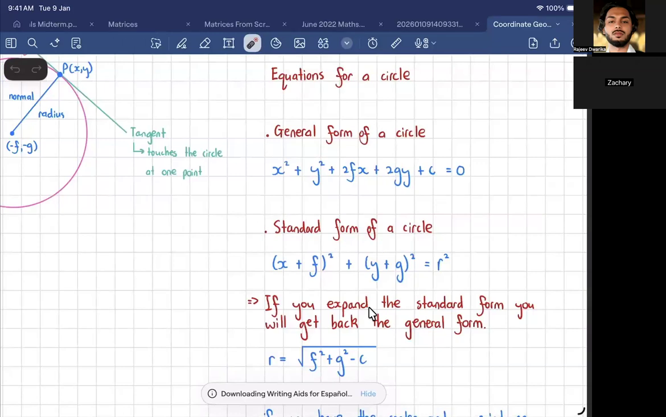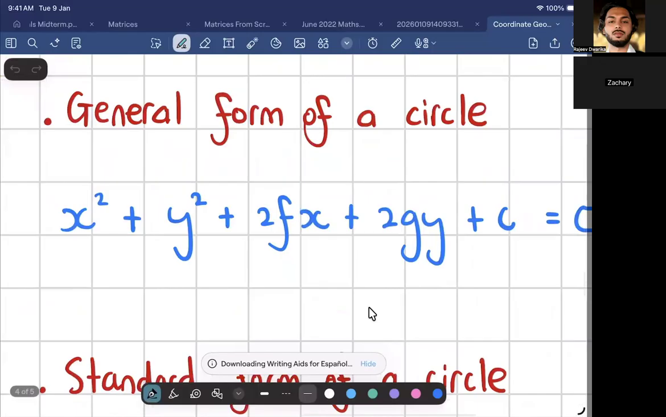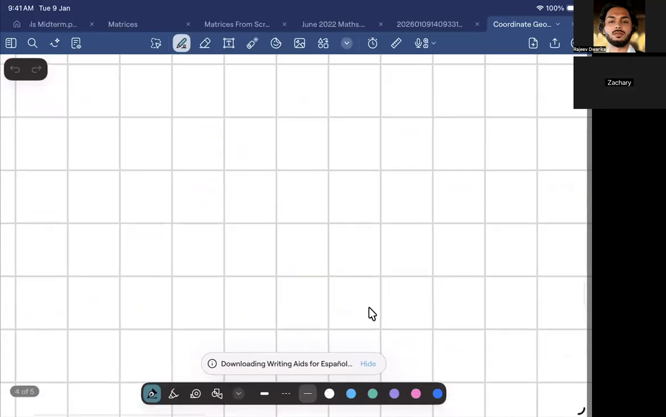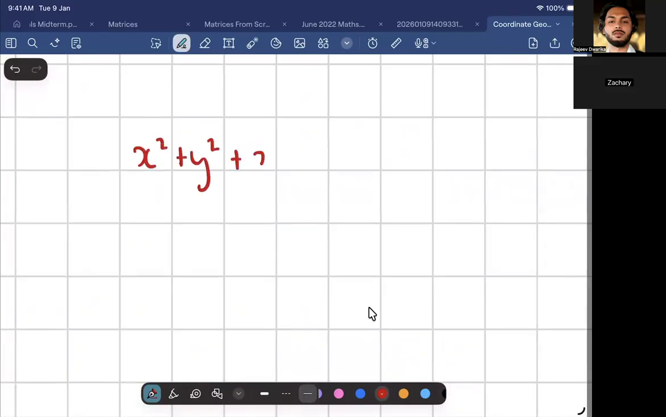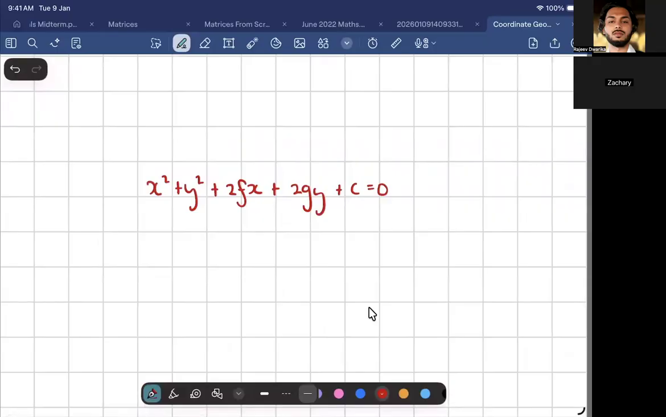Right. So could you call out the general form for me? Look at it one more time: x squared plus y squared plus 2fx plus 2gy plus c is equal to 0. Now try to call it out from your memory. x squared plus y squared plus 2fx plus 2gy plus c is equal to 0. Cool. And they call this the general form.